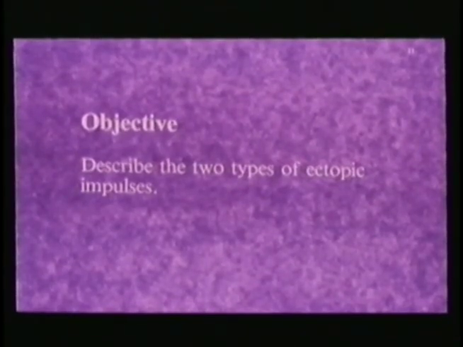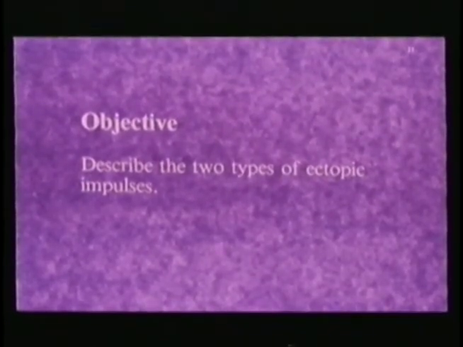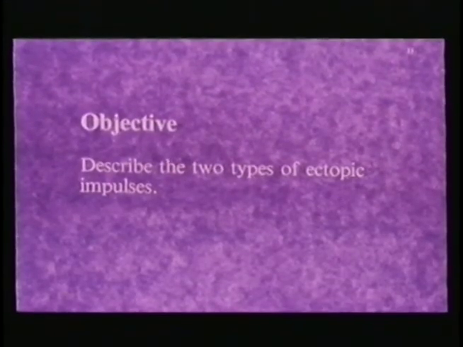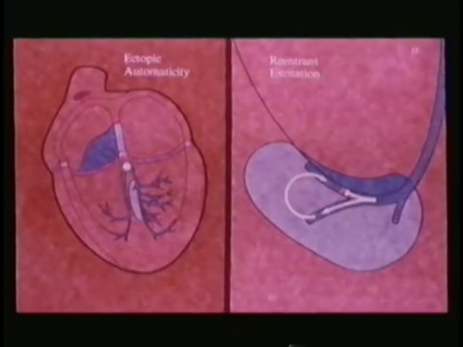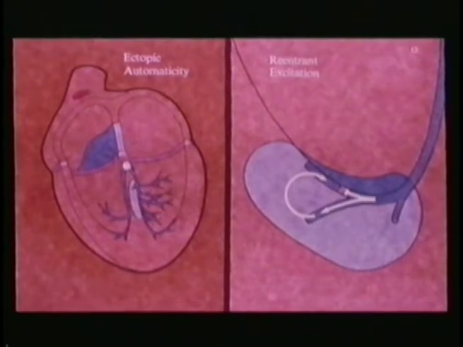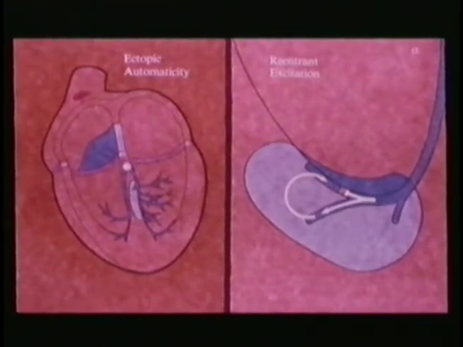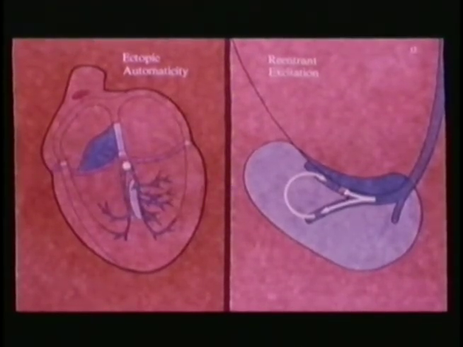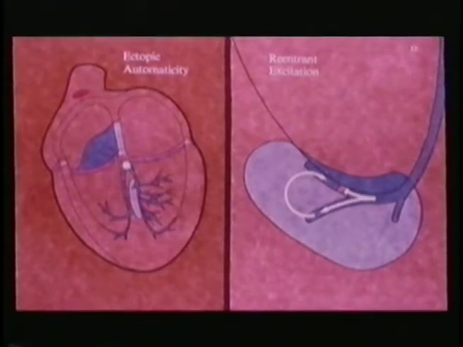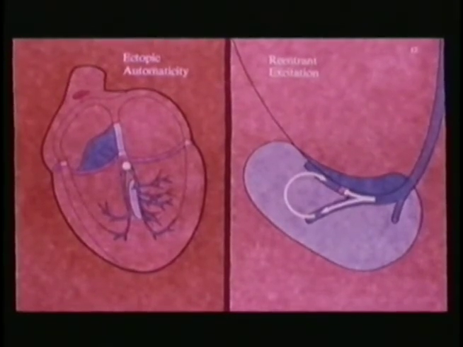11. Your first objective is to be able to describe the two types of ectopic impulses. 12. Ectopic beats are due to either ectopic automaticity in the escape system or to reentrant excitation. There are other possible mechanisms, but they are beyond the scope of this discussion.